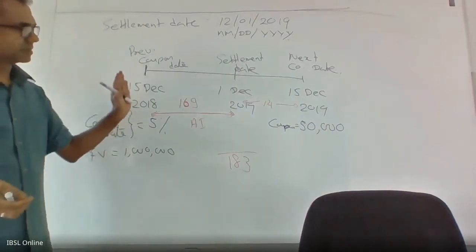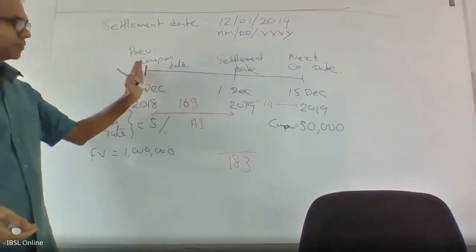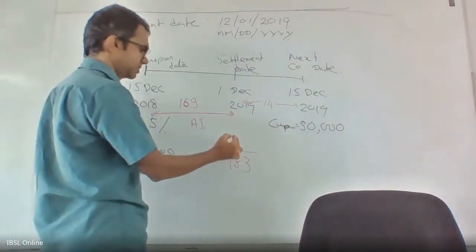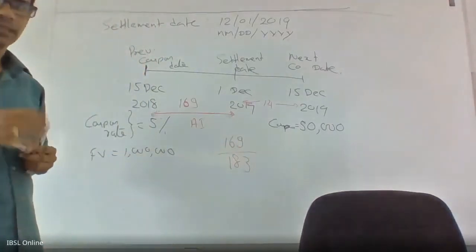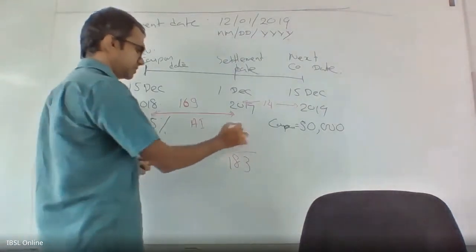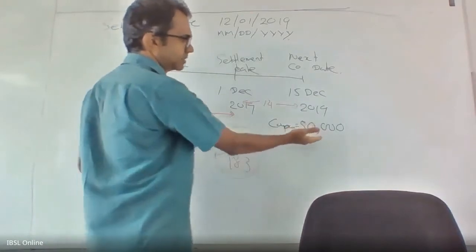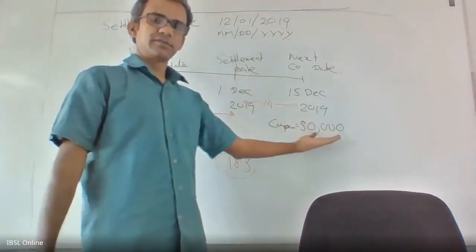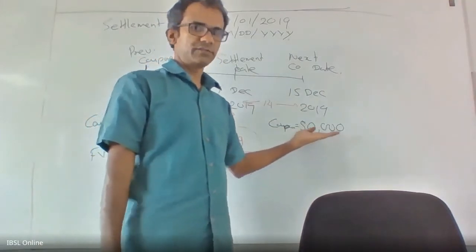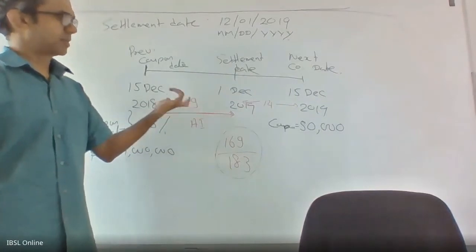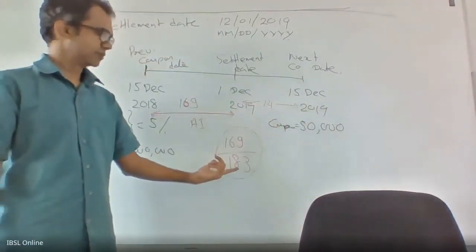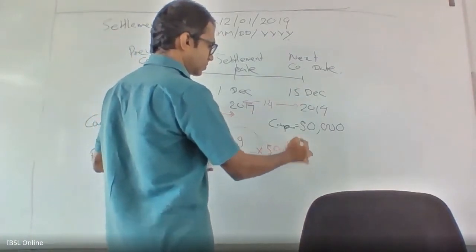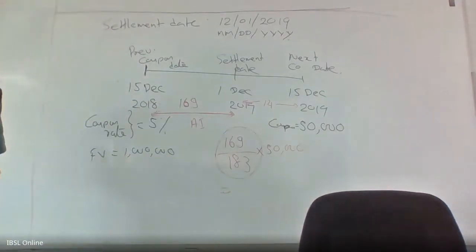So this bond has accrued interest for 169 days out of 183 days. We use this fraction to prorate this 50,000 coupon. If you hold it for the whole coupon period, you have a claim of 50,000, but you hold it only for 169 days. Then out of this 50,000, how much would you get? 169 over 183 multiplied by this coupon amount. What is the figure that you get?